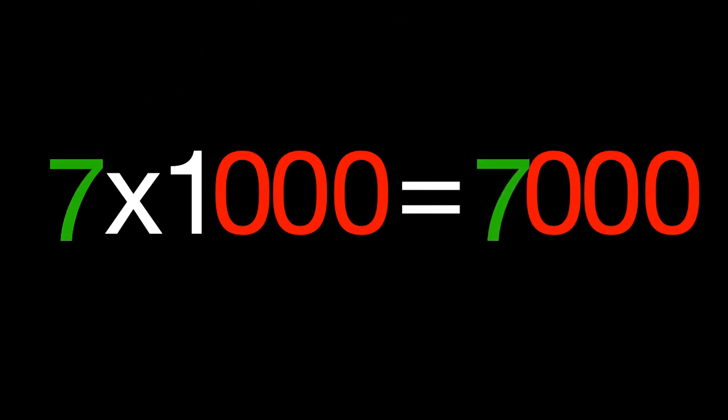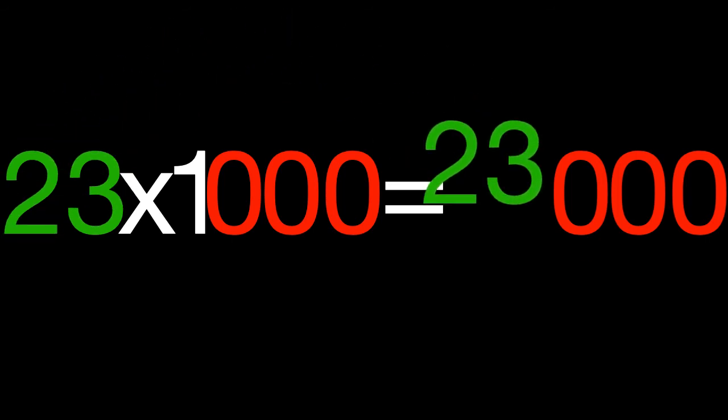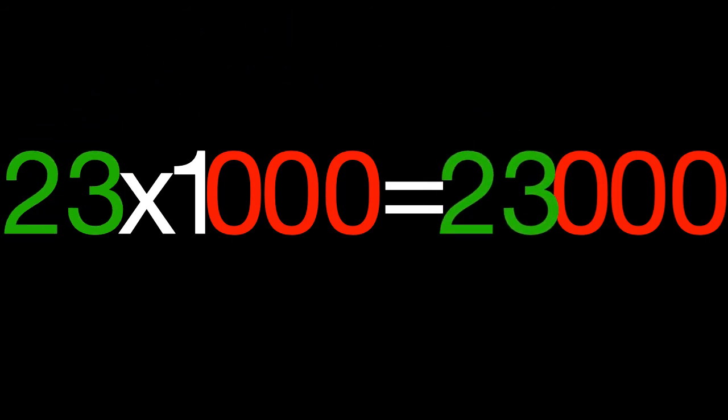Let's make the numbers even bigger. What about 7 times 1,000? This time we have 3 zeros in the 1,000. So the 1,000 contributes 3 zeros to the answer, and of course, the 7 pops over as well. What about 23 times 1,000? Again, you've got 3 zeros coming over from the 1,000, and then the 23 comes over as well to make 23,000.